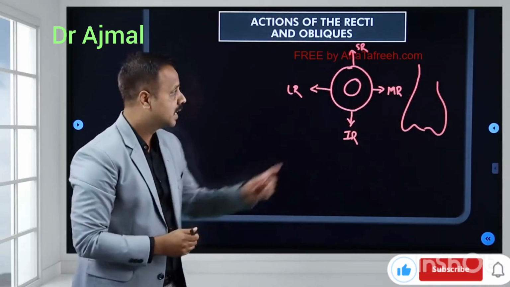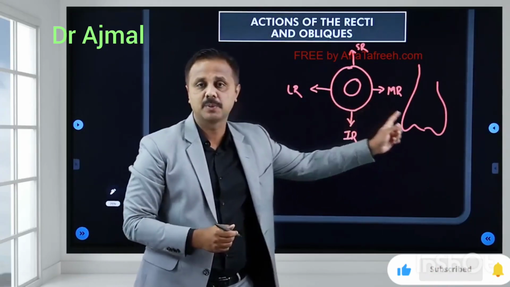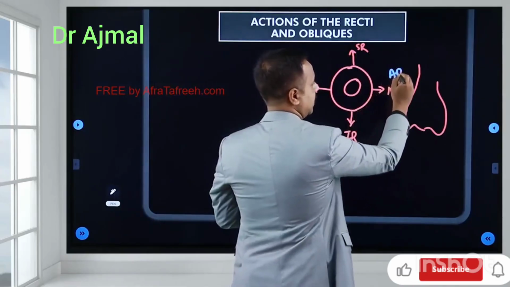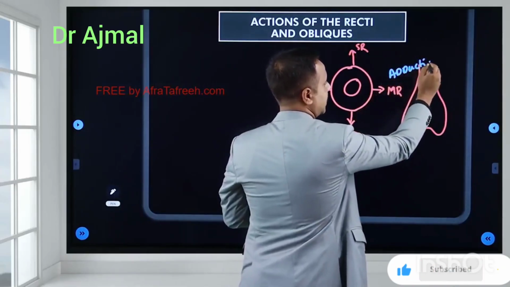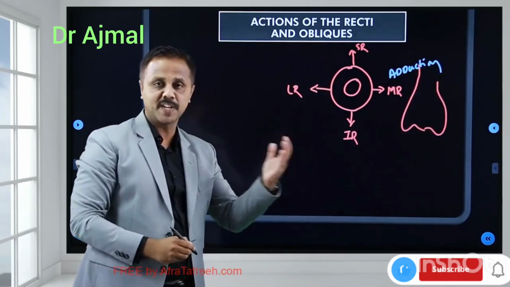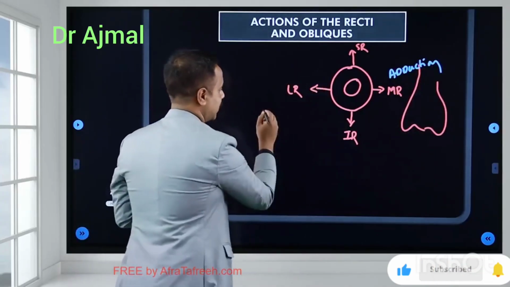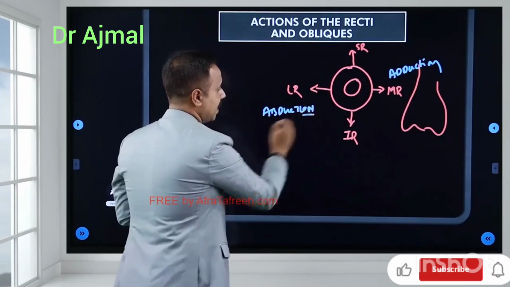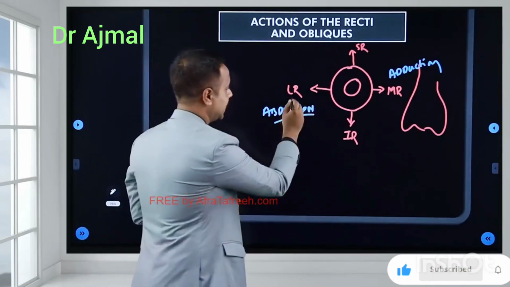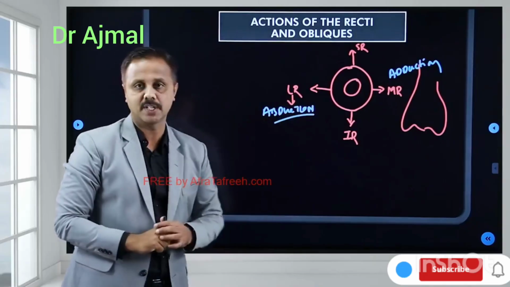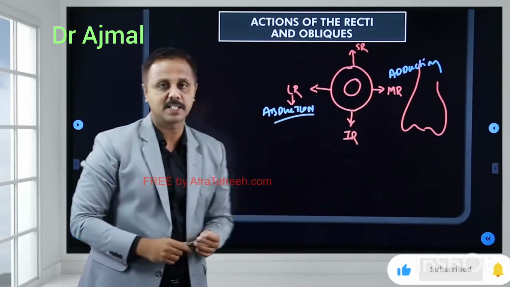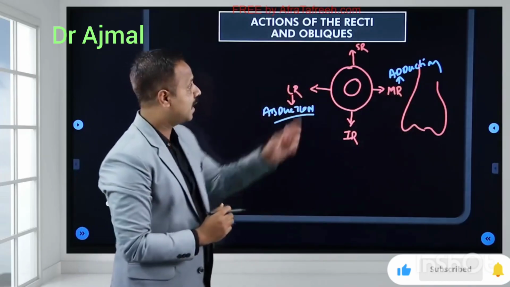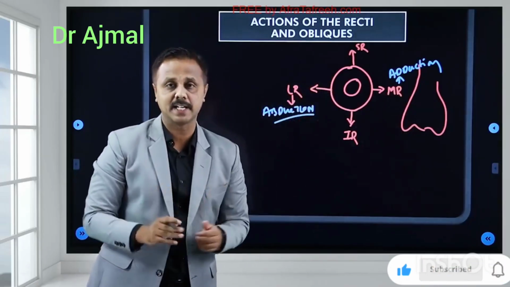What do I mean by this? The medial rectus will pull the eyeball towards the nose. The movement is referred to as adduction. Right? It is referred to as adduction. If it is moving away from the nose, it is referred to as abduction. So remember, when we talk about lateral rectus, the only action is abduction. When we talk about medial rectus, the only action is what? Adduction. But for superior rectus and inferior rectus, it is slightly different.